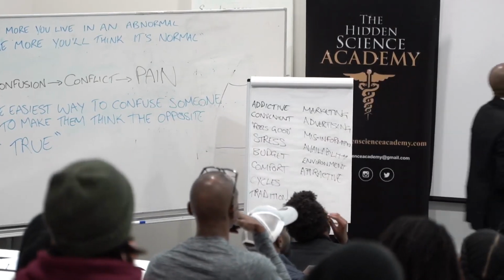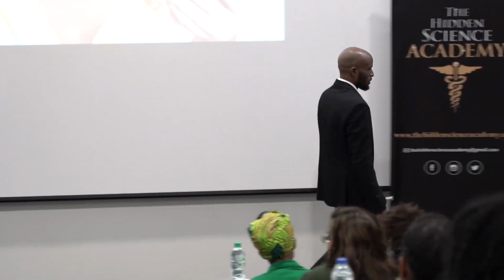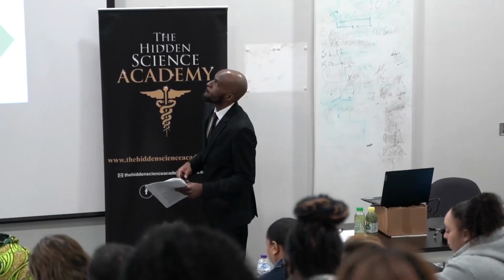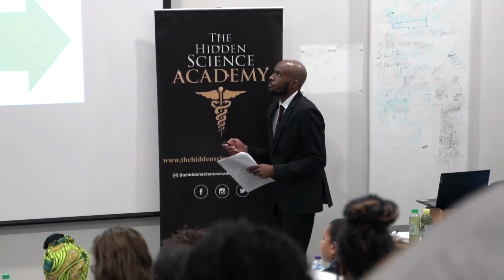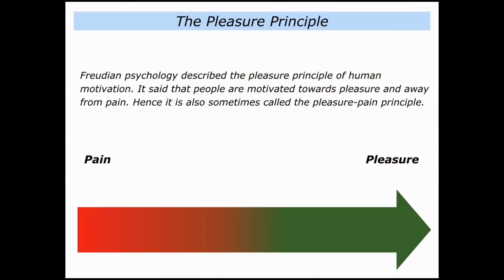All right. So why do we tend to eat more red foods than green foods? Now, here's where I'm going to introduce to you a scientific theory. This is on page 3 of your notes. The pleasure principle. This is from Sigmund Freud, one of the famous psychologists. Freudian psychology described the pleasure principle of human motivation. It said that people are motivated towards pleasure and away from pain. Hence, it is also sometimes called the pleasure-pain principle.